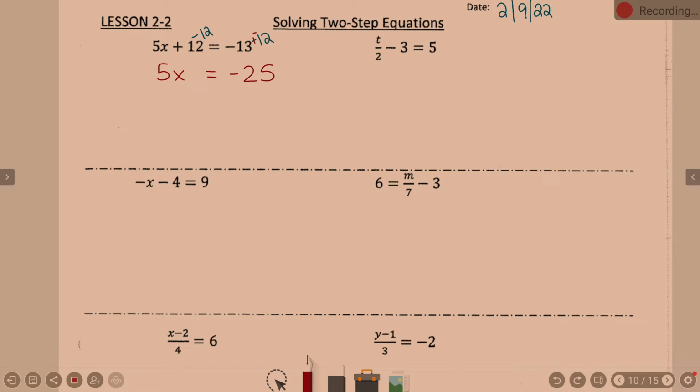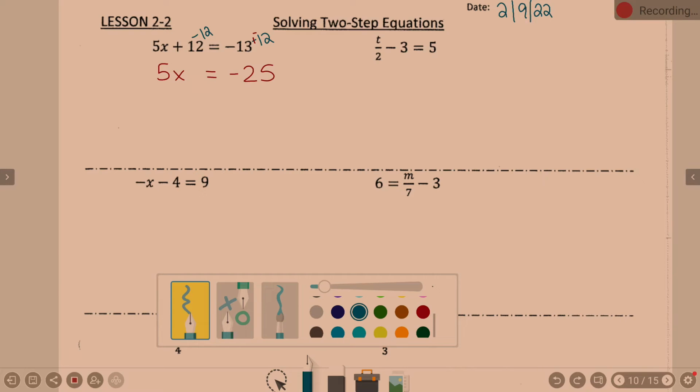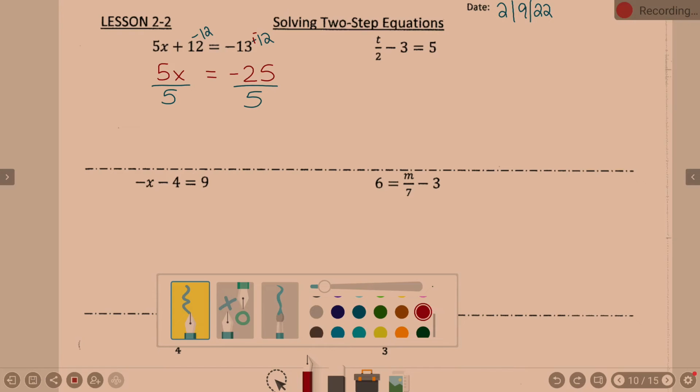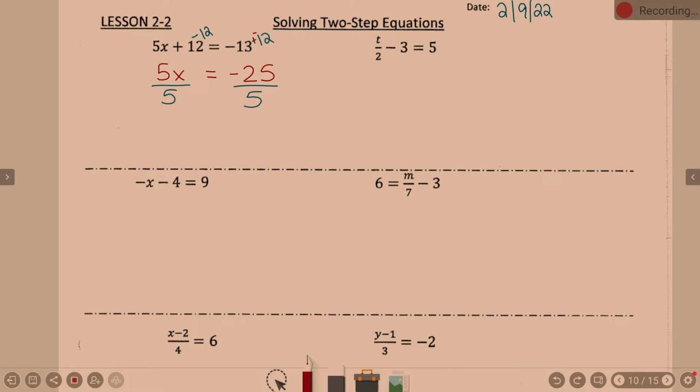What's keeping that x and 5 together? Multiplication. So what's going to undo multiplication? Division. So if it's 5 times x, we're going to divide by 5. I prefer to use a fraction bar to show that. If I divide the left by 5, divide the right by 5. 5x divided by 5 is 1x. And I'm just going to write x.